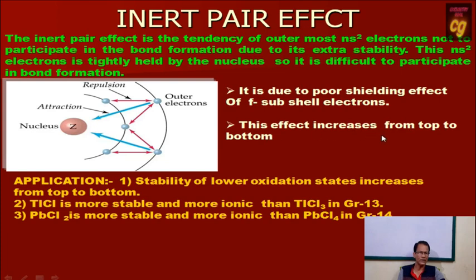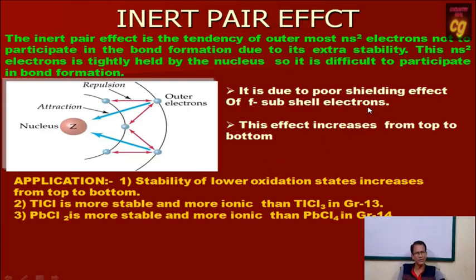So this effect increases from top to bottom. Generally when you move from top to bottom, the f subshell starts at the lower, the bottom atoms. For the bottom atoms, if you consider the 6th shell or 7th shell, it has an f subshell. When the f subshell starts, then the inert pair effect will be observed.